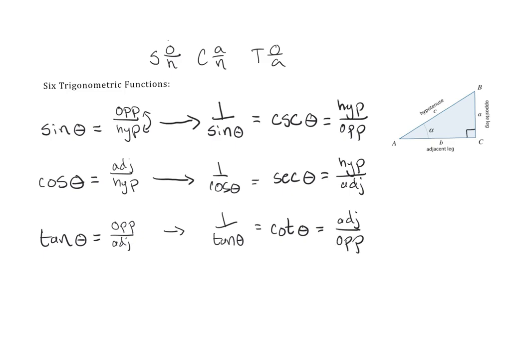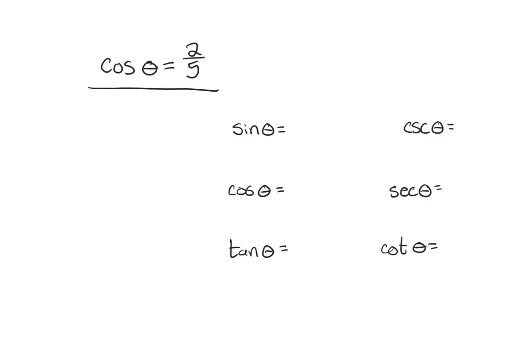So in today's lesson, you'll be getting one trig function with its ratio, and then you're going to be finding the values of all of the other 5 remaining trig functions. Okay, so if I give you that cosine of an angle measure is 2 over 5, we're going to try to find the values of the other trig functions.